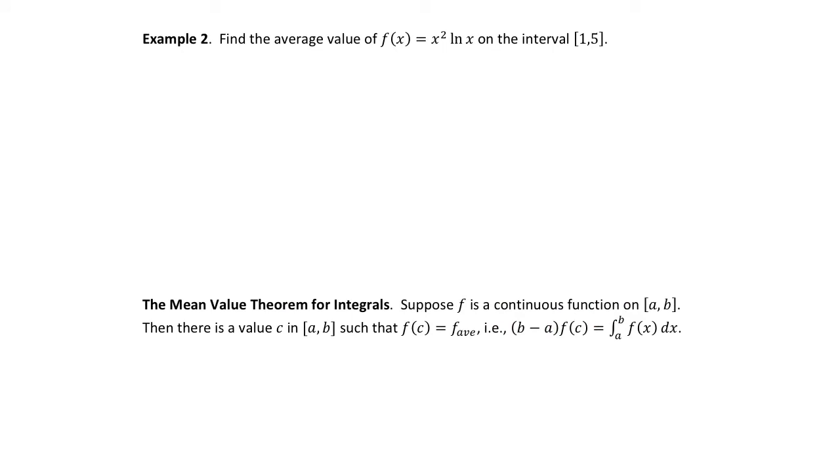For our next function, whose average value we're going to compute, we're going to look at x squared natural log of x on the interval from 1 to 5. Once again, the average value is 1 over the length of the interval, so we're going to subtract b minus a, 5 minus 1, times the integral from 1 to 5 of x squared natural log of x dx. So we'll get 1/4 of something. Now here's the mess: x squared times the natural log of x.